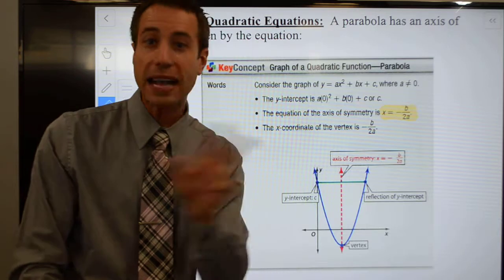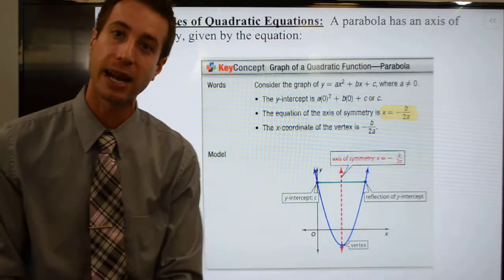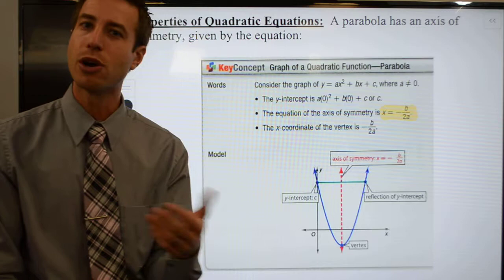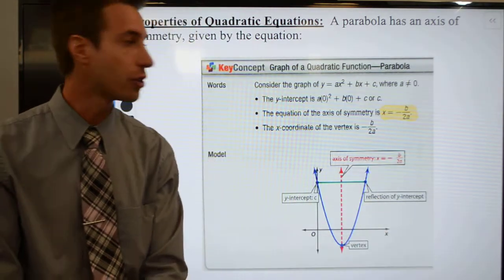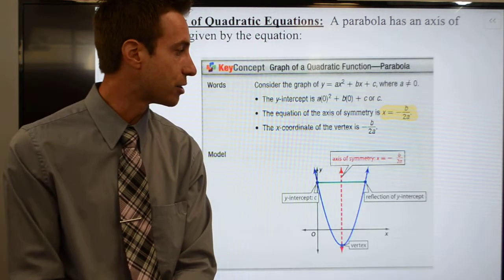You just need to find those leading coefficients, which is why we practiced on the previous page. And once you know the value of a and b, just plug them into the formula, and you'll get your equation for the axis of symmetry.